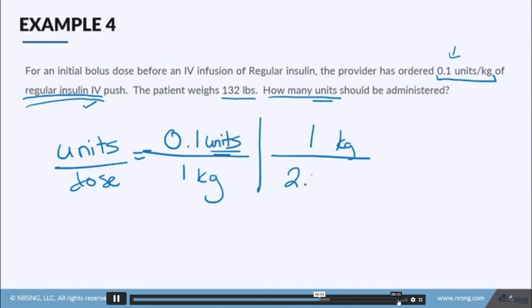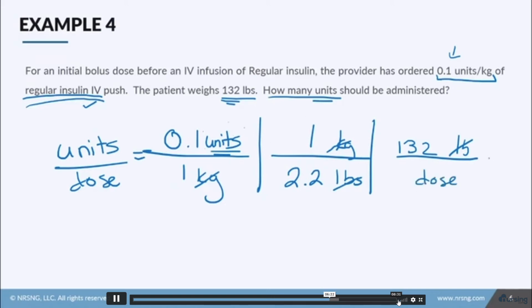1 kg equals 2.2 pounds. Transfer our units up. What do we know about pounds? 132 pounds. Okay, cancel kgs, cancel pounds, and we've got what we need. Units, and this is going to be 0.1 units per kilo per dose. Okay, multiply across the top. 0.1 times 132 divided by 2.2 is going to give you 6 units of regular insulin IV.